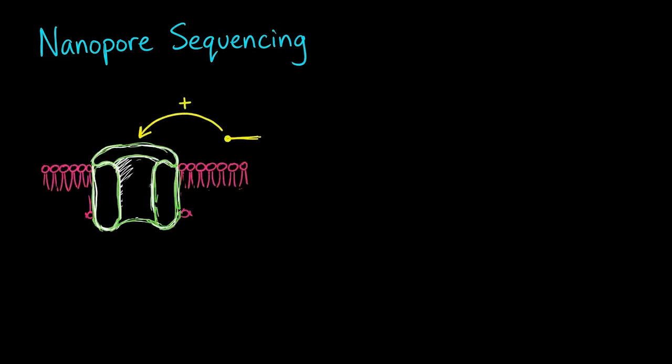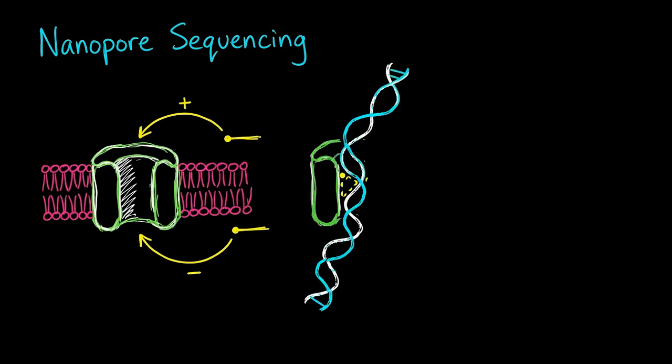Nanopore sequencing takes a completely different approach. No polymerase is required. A voltage is applied across a membrane containing a protein nanopore, creating an ionic current. A motor protein feeds single-stranded DNA through the pore at a controlled speed.